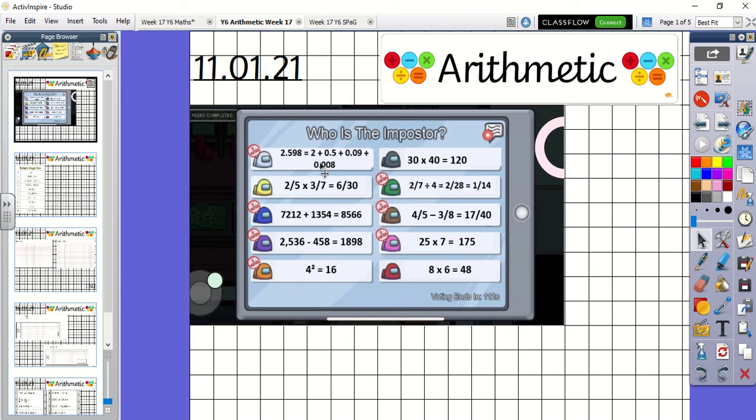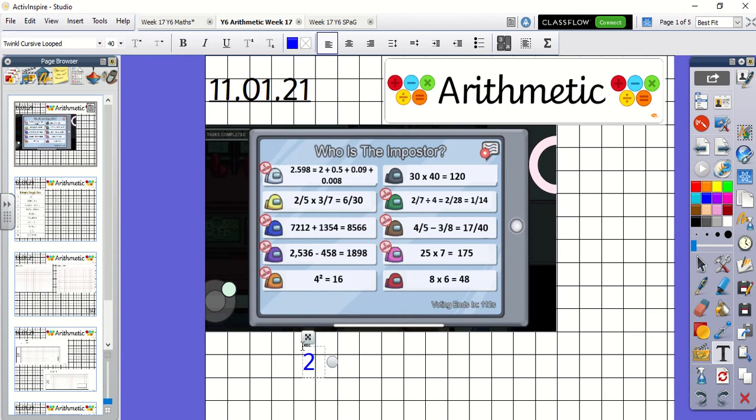So there are calculations here. You've got 1, 2, 3, 4, 5, 6, 7, 8, 9, 10. You've got 10 calculations that you need to go through and check. There are 2 imposters, so you have got to find 2 imposters. And these imposters will be that the answer is incorrect.